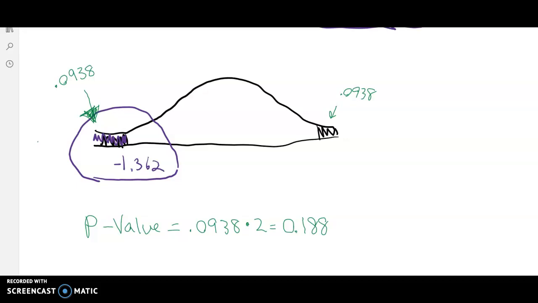If you had a left-tailed test or a right-tailed test, when you calculate the p-value, you will have covered all of the shaded regions. So you're just doubling that number when you have a two-tailed test. So 0.188 will be your answer.